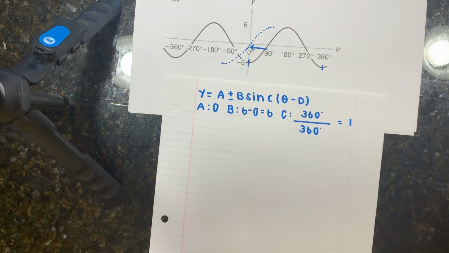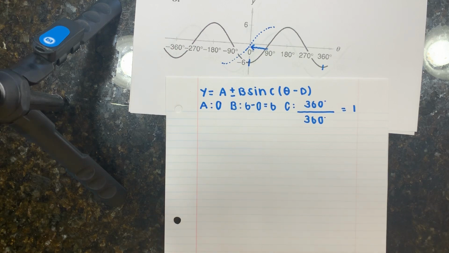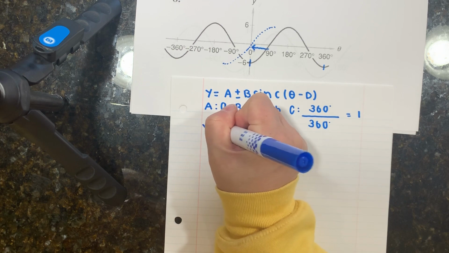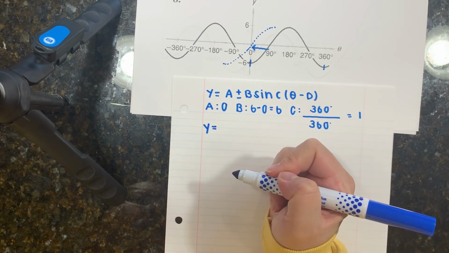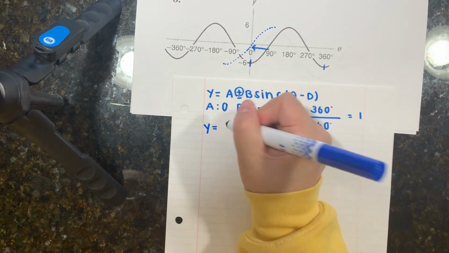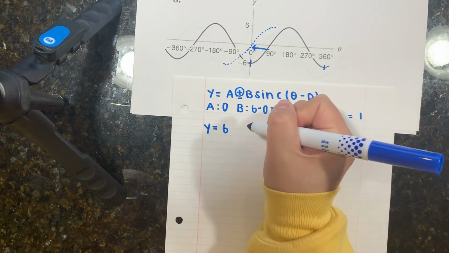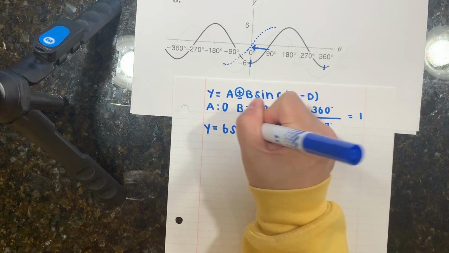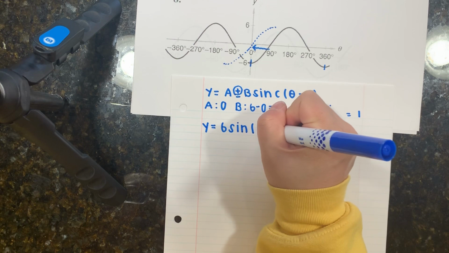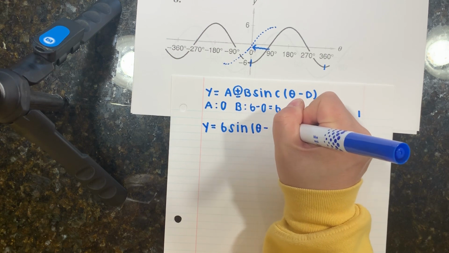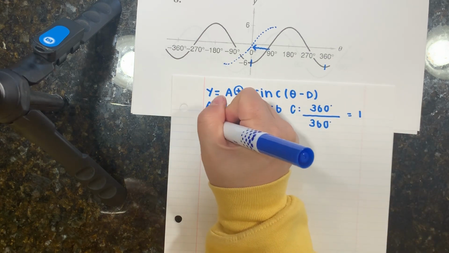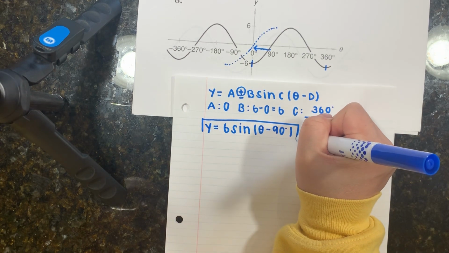Again, this is currently a negative cosine function. I'm making this into a positive sine function, meaning that my equation is going to be y is equal to a, which is 0. I'm making it a positive sine function, and then I know my b is 6. And then since c is 1, because c is 1, I don't need to put it in. And then my phase shift is I'm shifting it back 90 degrees. And this right here would be your answer.